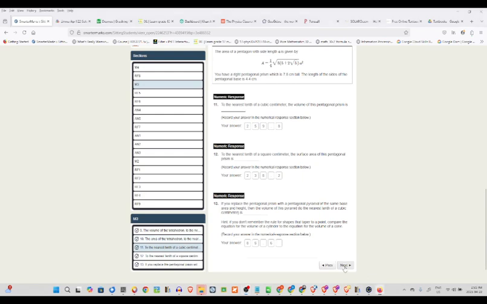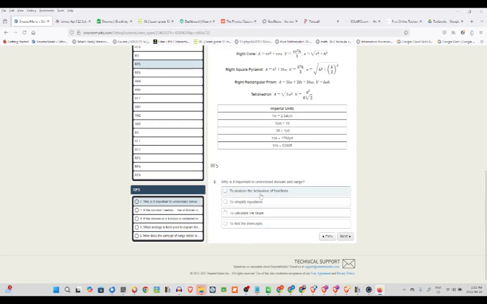All right, that wraps up measure 3. Moving on to relations and functions 5, which is mostly about domain and range.